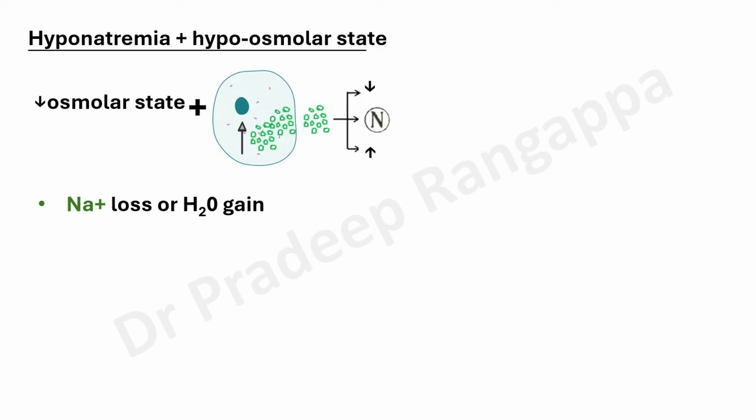And there is sodium loss with water gain, and hyponatremia with reduced extracellular fluid, which means extracellular fluid is less. What are the conditions where the patient has lost fluid? It can be due to vomiting, diarrhea, diuretics, or increased sweating. These are the only conditions where hypoosmolar hyponatremia occurs with reduced extracellular fluid.